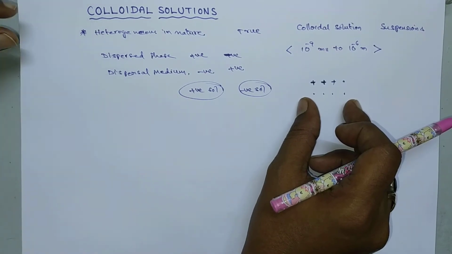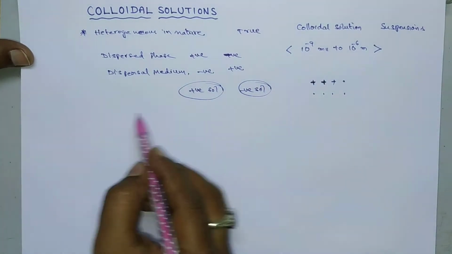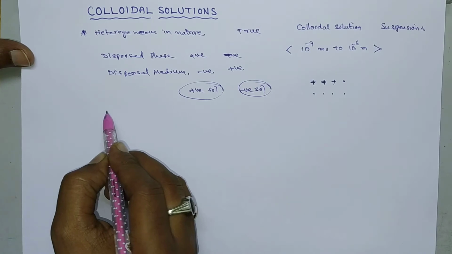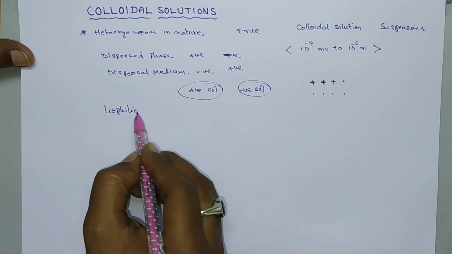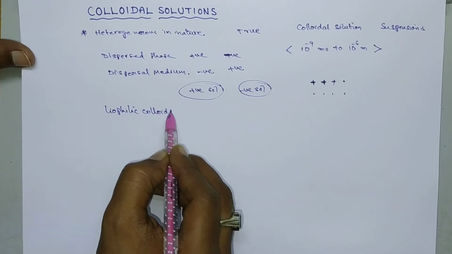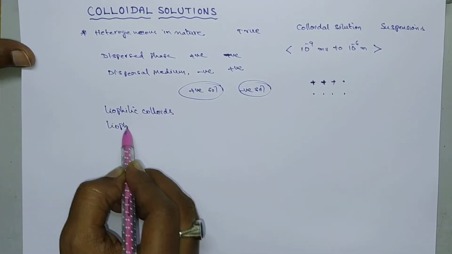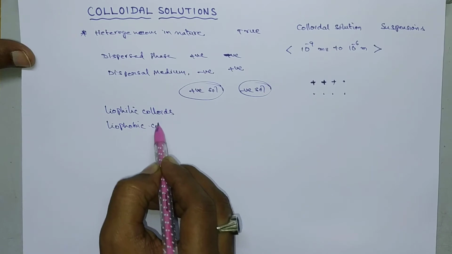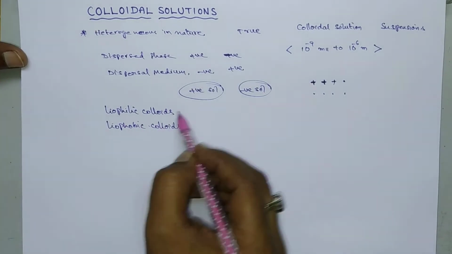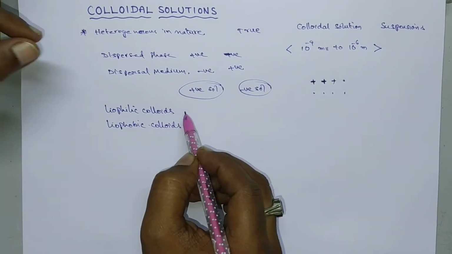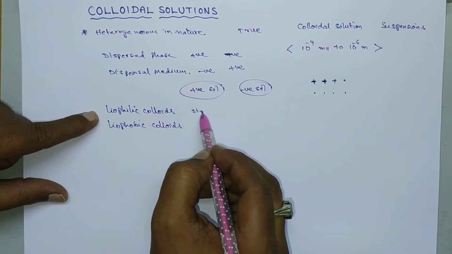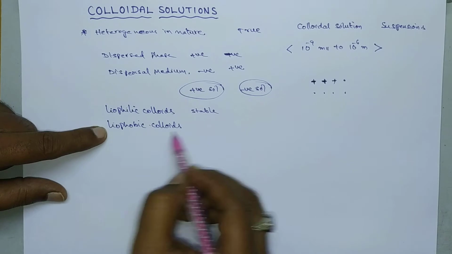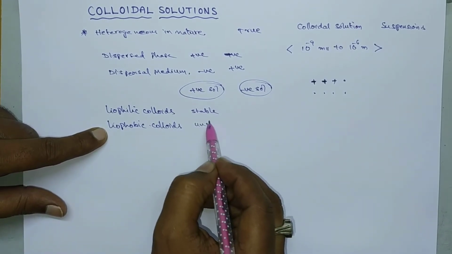Depending upon the stability, colloidal solutions are mainly classified into two types: lyophilic colloids and lyophobic colloids. Lyophilic colloids are somewhat more stable than lyophobic colloids. Lyophobic colloids are unstable colloids.